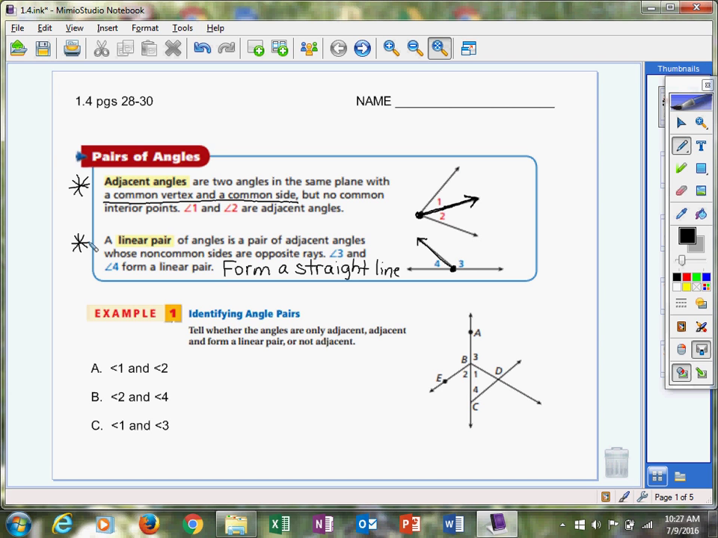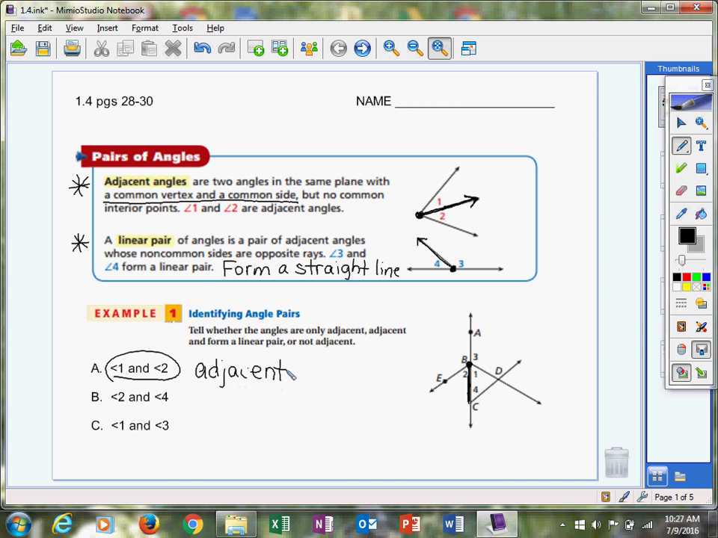We're to tell whether the angles are adjacent, they're adjacent but form a linear pair, or they're not adjacent at all. Okay, so let's look at letter A. We're looking at angles 1 and 2. Looks like they share the vertex B as well as this common side, but they do not form a straight line. So I would say that these are adjacent.